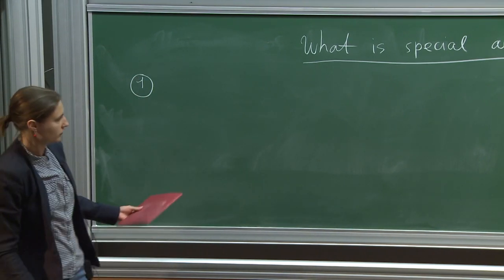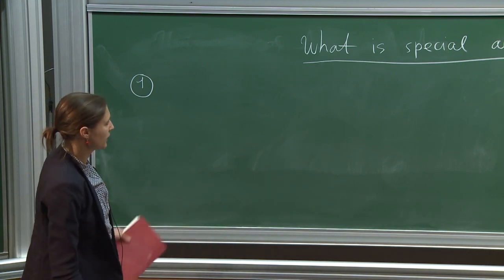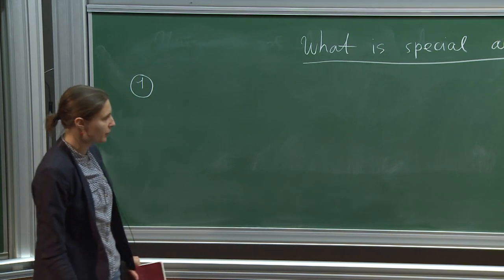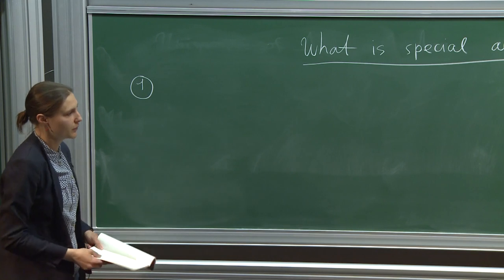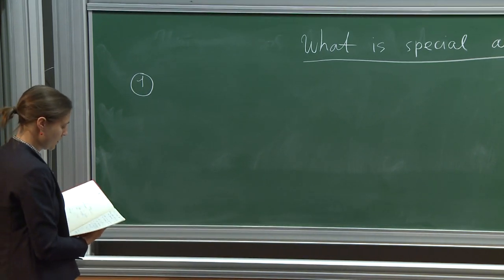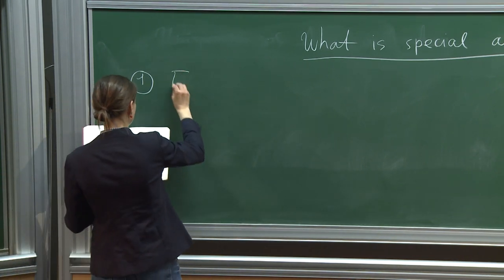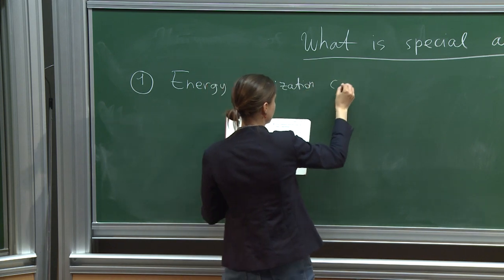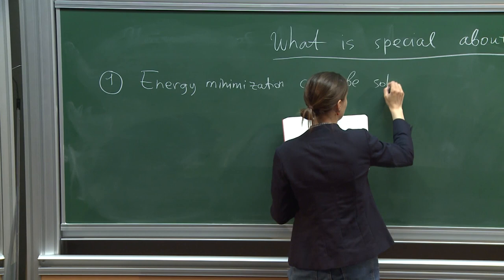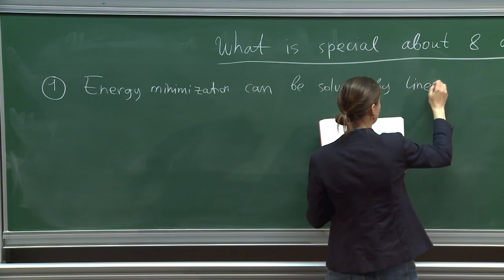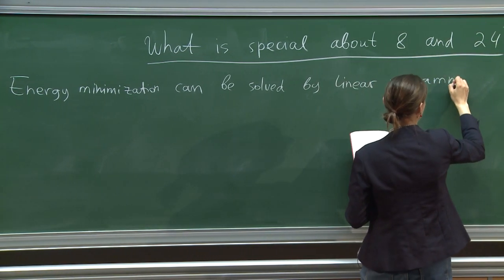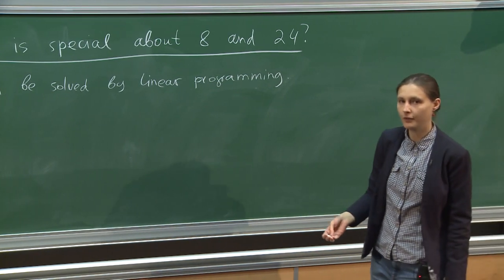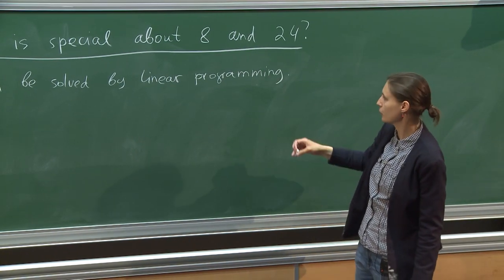I don't have a simple answer to this question. It's still not clear what the particular properties of these numbers are which are important. But we observe the following two phenomena which seem to be quite special to these two dimensions. First, the energy minimization can be solved by linear programming, by a concrete linear programming bound which I explained before. And this seems to be special to these dimensions, maybe also including 1 and 2.